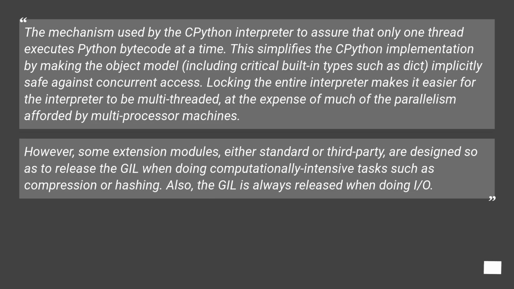The mechanism used by the Python interpreter to assure that only one thread executes Python bytecode at a time. This simplifies the Python implementation by making the object model, including critical built-in types such as dict, implicitly safe against concurrent access. Locking the entire interpreter makes it easier for the interpreter to be multi-threaded, at the expense of much of the parallelism afforded by multiprocessor machines. However, some extension modules, either standard or third-party, are designed so as to release the GIL when doing computationally intensive tasks such as compression or hashing. Also, the GIL is always released when doing I/O.